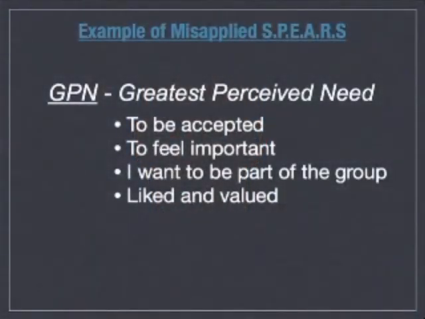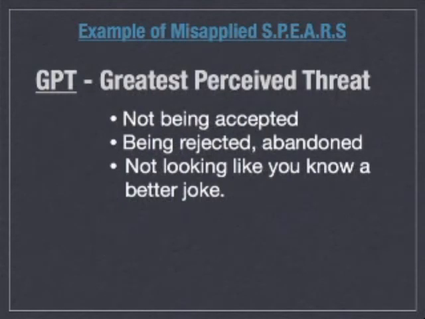Now, as I look deeper at those things that form my lenses, I look at my greatest perceived threat and greatest perceived need. My greatest perceived need is, I want to be accepted. I want to feel important. I want to be part of the inner circle there. I have a need to be liked and to be valued by the group of people in the situation. My greatest perceived threat, on the flip side, is not being accepted, being rejected, being abandoned, not being the center of attention, not looking like a better joke than the one that's being told.